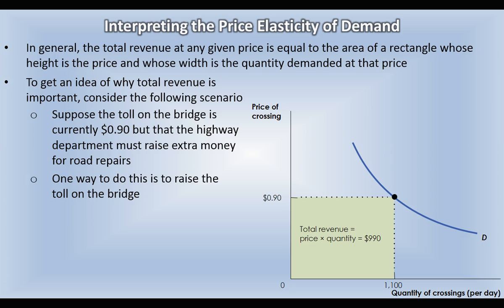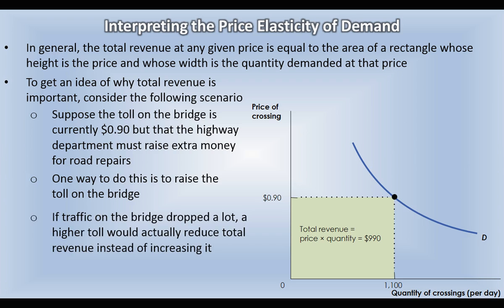One way to do this is to raise the toll on the bridge. Again, we're talking about elastic demand here. People are very sensitive to changes in price. So if the traffic on the bridge drops a lot, a higher toll would actually reduce total revenue instead of increasing it. You raise the price, and a lot of people will say, I'll find an alternate way to get to town. I'm not going to pay the toll. So they're going to lose revenues from people that are no longer buying, even though they'll increase revenues from the increased price charged to those who are still willing to buy.